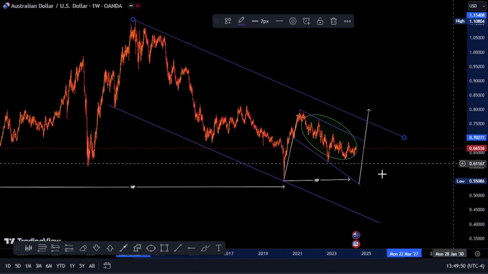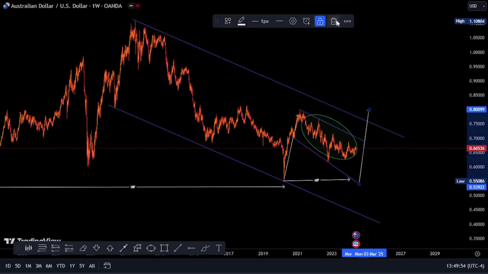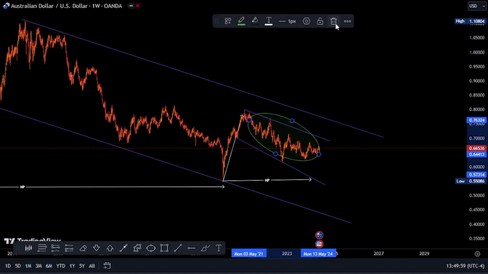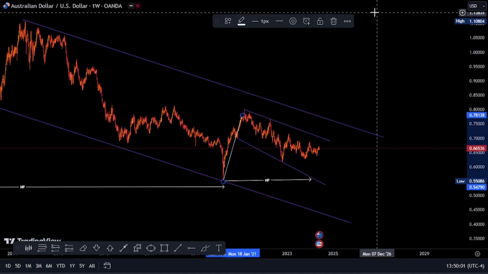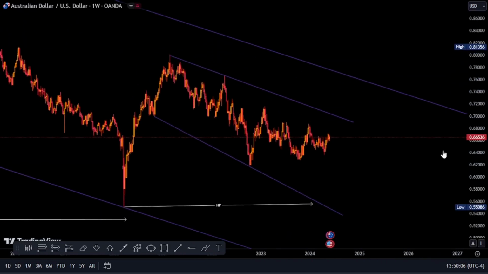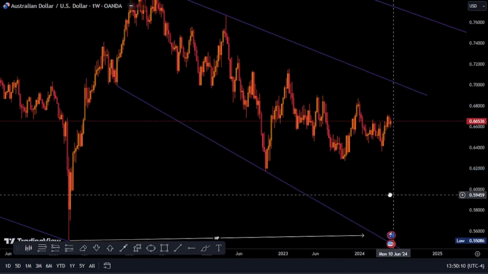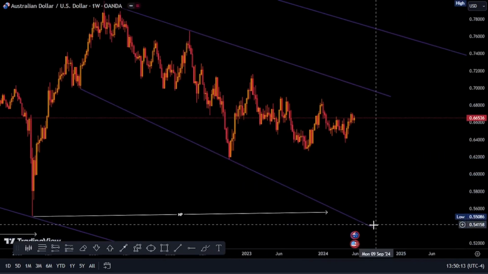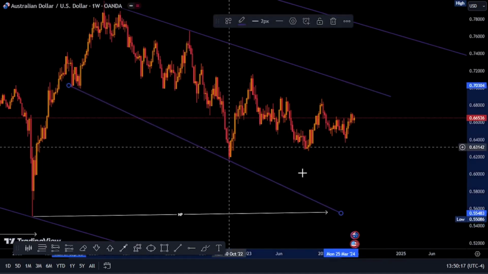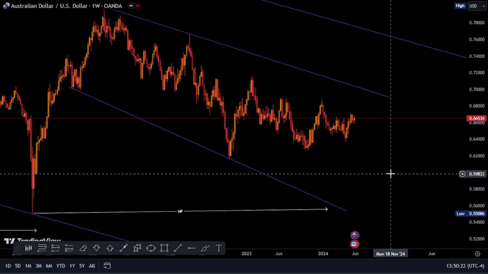And now I'm still showing you the impulse and correction. After identifying this impulse and correction, what do I do inside? I look for my target area. You can always adjust until it makes sense. I look for my target area.